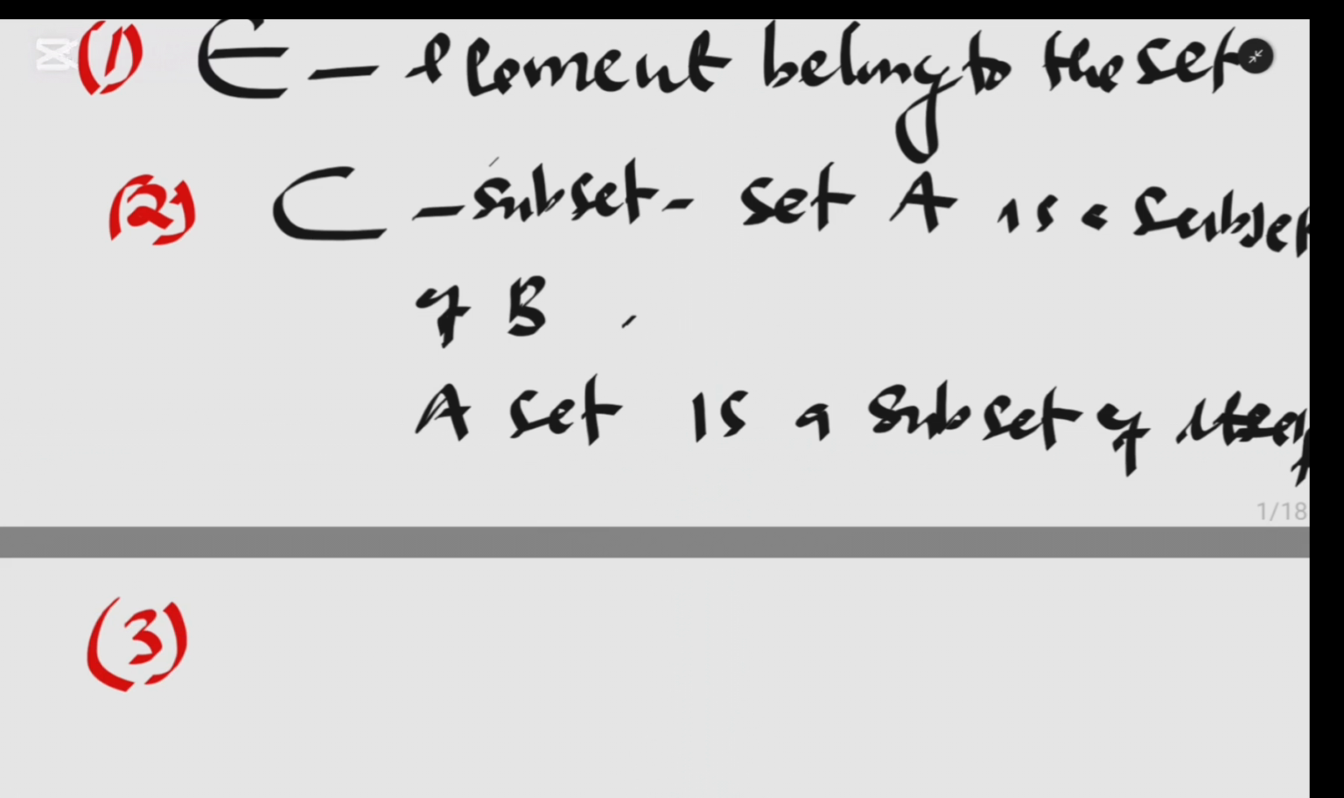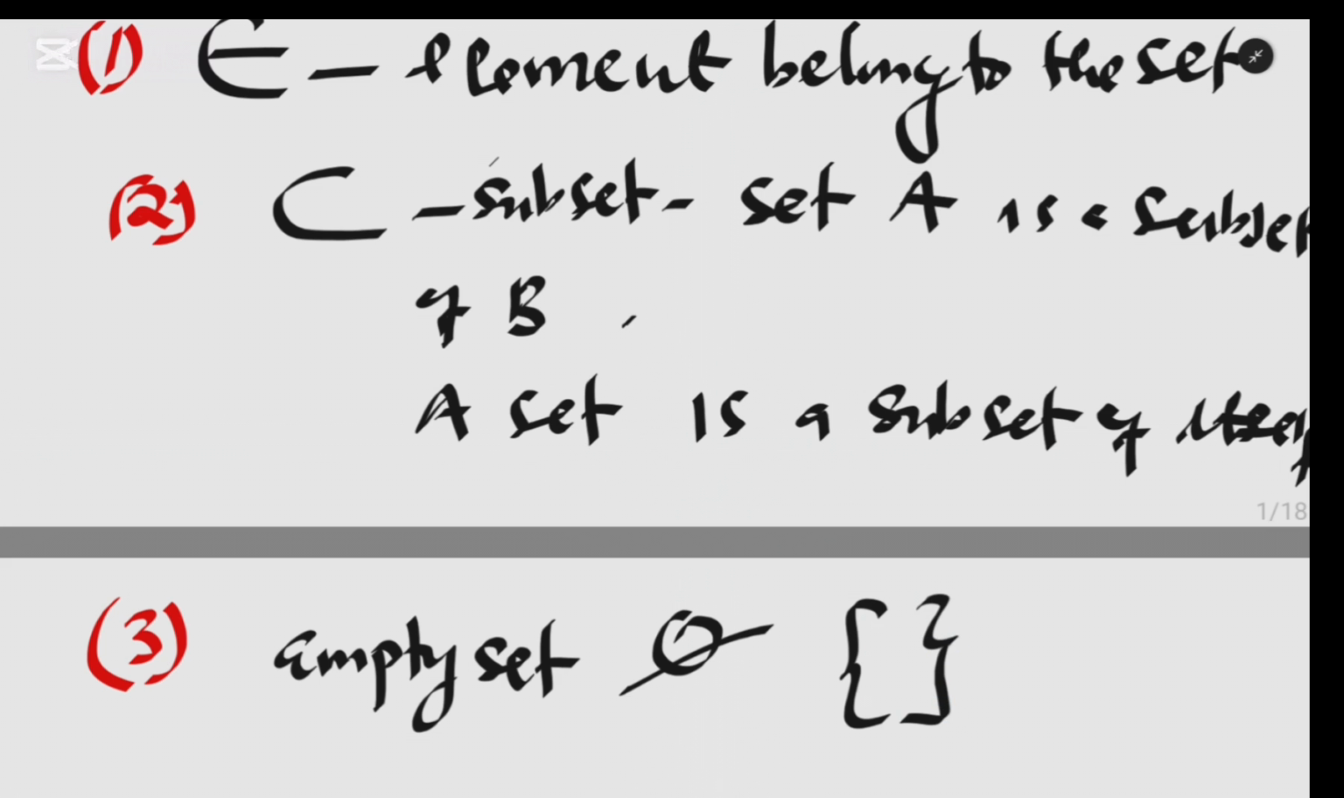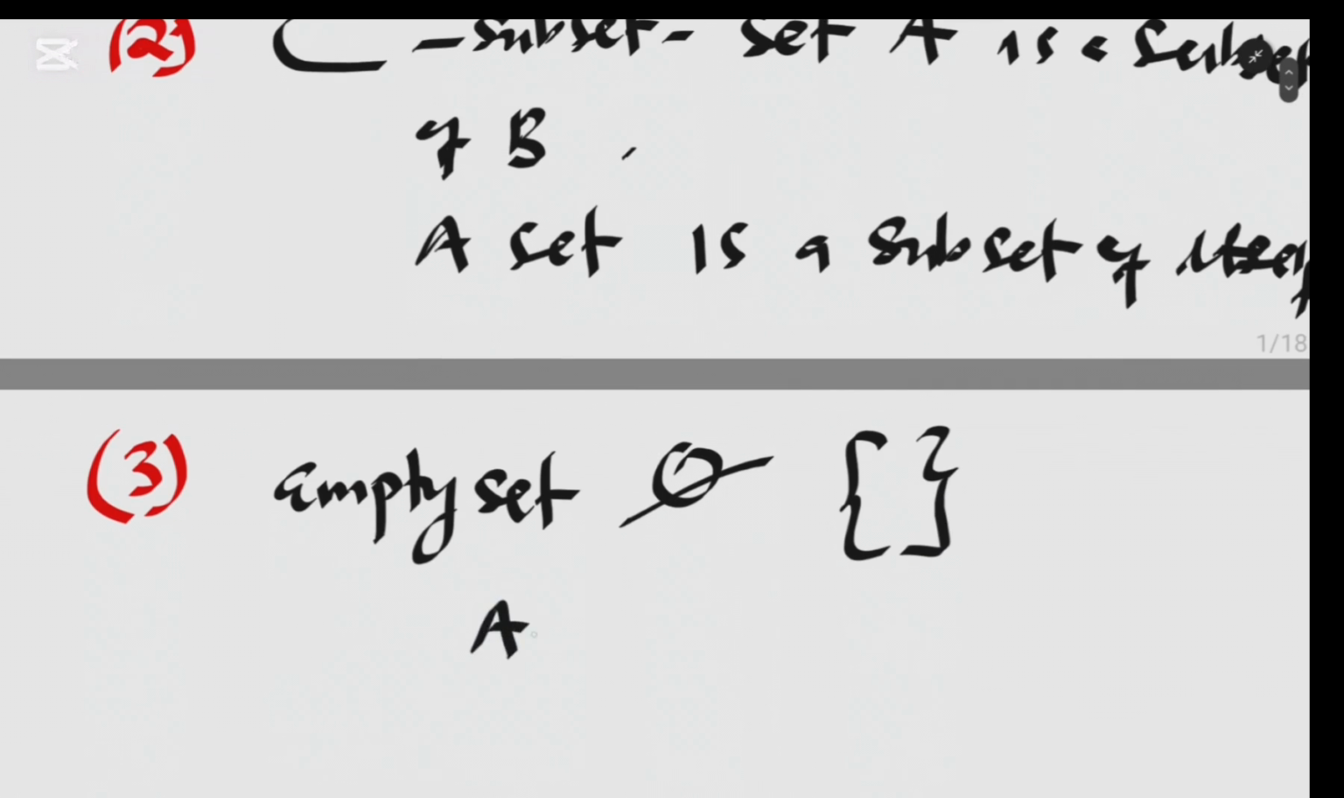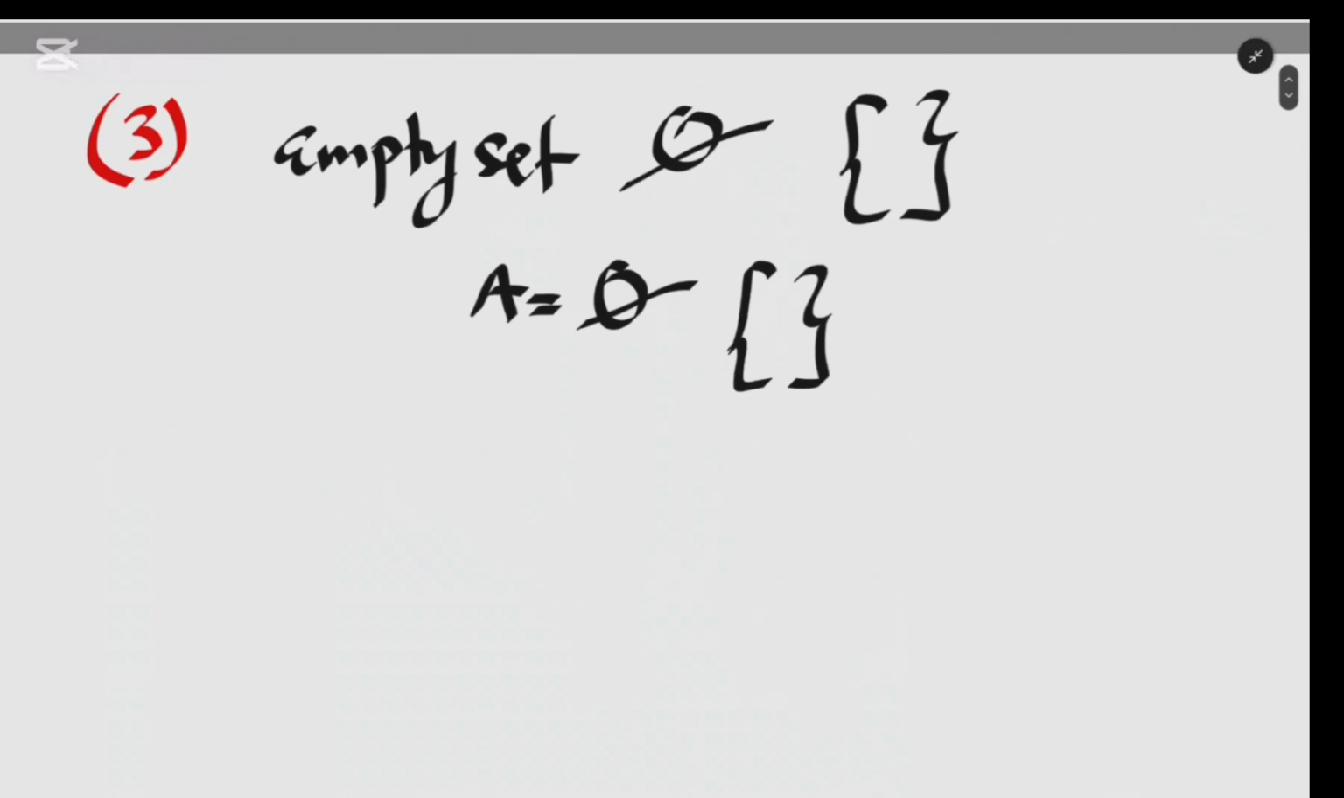The third, let us look at the empty set. What do we use to denote the empty set? You can represent the empty set like this, or just using brackets but with nothing inside. For example, if set A is the empty set, we just put this, or you can just put the brackets like that.